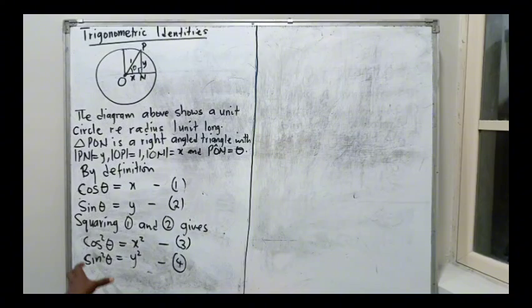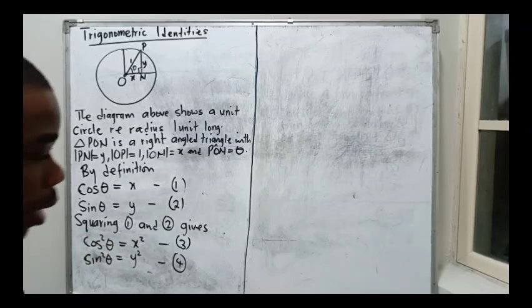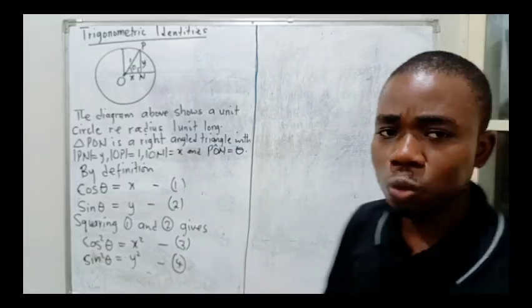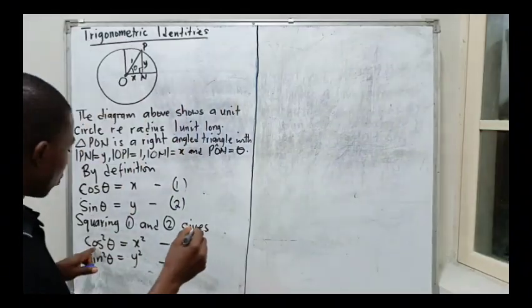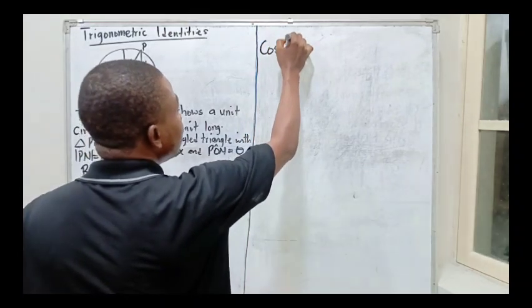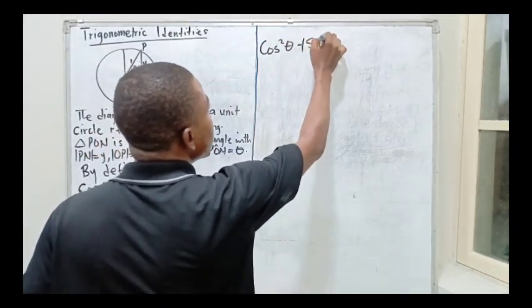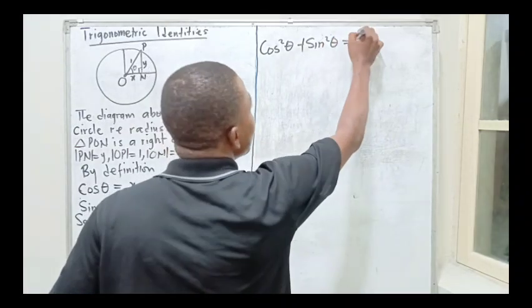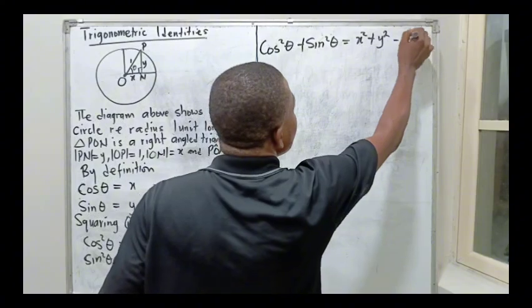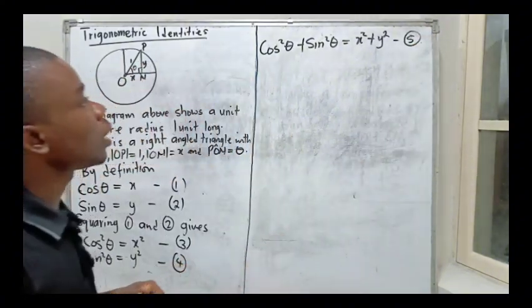Now that we have squared them, we add equation 3 and equation 4. When you are adding two equations together, you add the left hand side together and also add the right hand side together. So we have cos squared theta plus sin squared theta is equal to x squared plus y squared. That will give us equation 5.